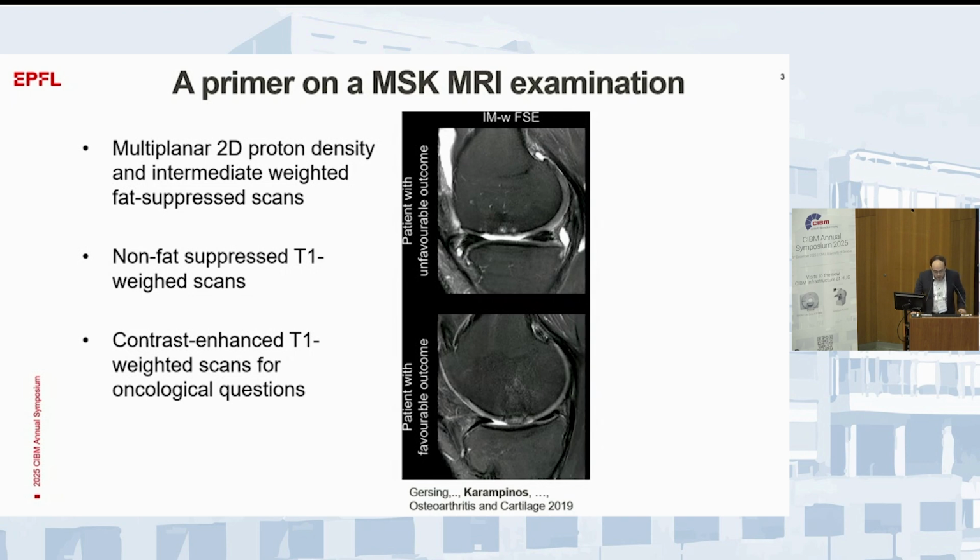These are post-operative images of the knee of two different patients, and they have two different outcomes. These are patients that have already received some type of cartilage repair. You see that here the cartilage repair is integrating quite well, although the top is not integrating very well. This is an intermediate weighted sequence. The echo time is usually 50 to 60 milliseconds, so it's not heavily weighted, it's not really proton density.